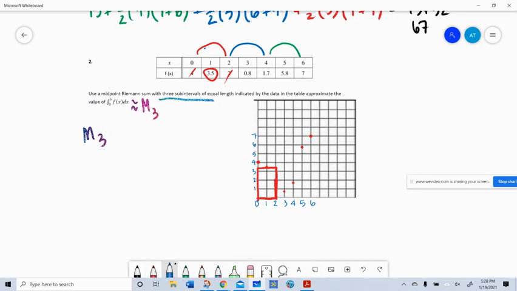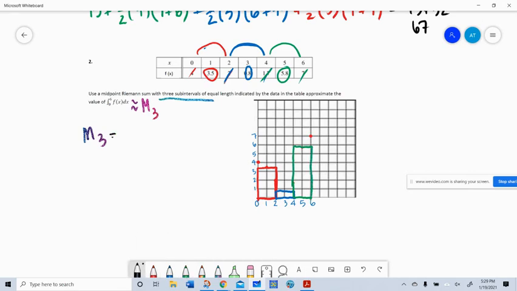Okay, my blue rectangle is going to go from 2 to 4, but his height is not going to be determined by the 2 or the 1.7. It's going to be determined by that middle value, which is 0.8. And then my final rectangle has a width of 2 once again. And that rectangle is not going to have its height determined by 1.7 or by 7, but by this middle point, 5.8.